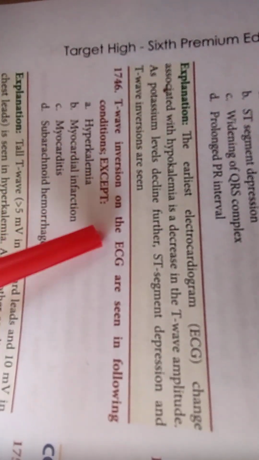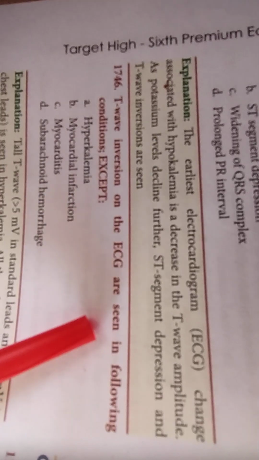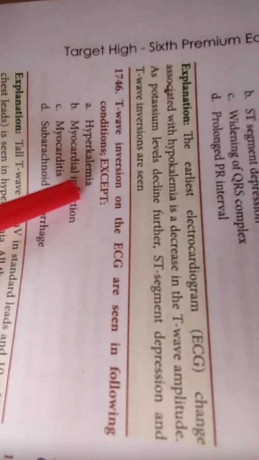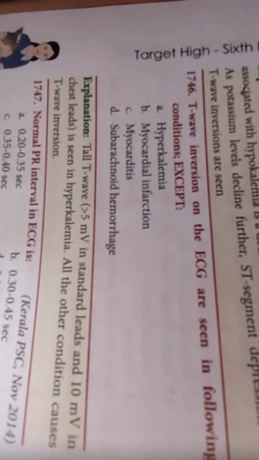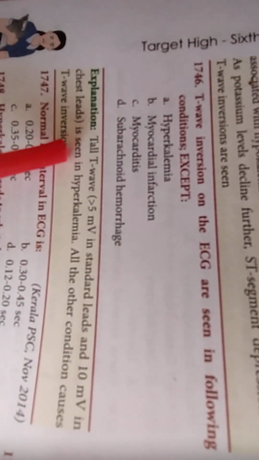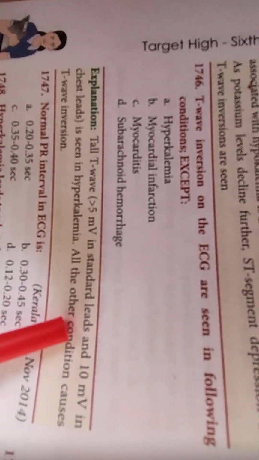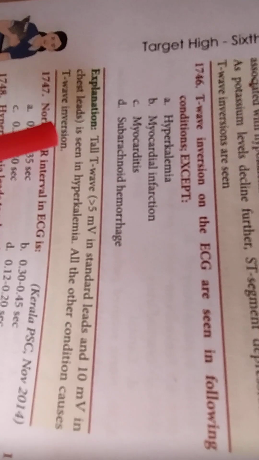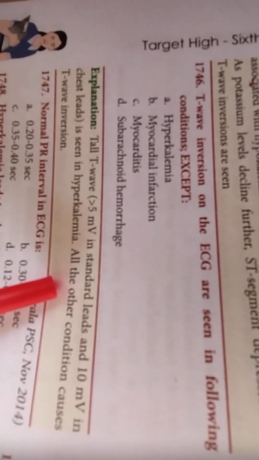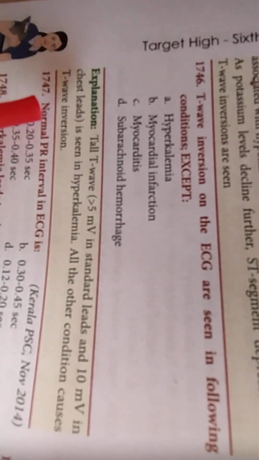T wave inversion on the ECG is seen in the following conditions except: The answer is hyperkalemia. Tall T wave, that is more than 5 mV in standard leads and 10 mV in chest leads, is seen in hyperkalemia. All the other conditions cause T wave inversions.